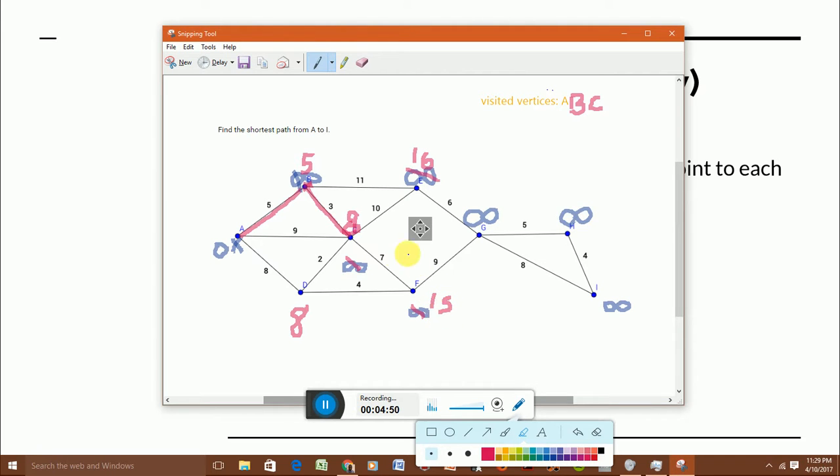So we visited C. We're going to visit D next, and the reason why we visit D next is because, again, it has the lowest vertex value of 8. So we visit D and we get there by way of A. All right, so we're going to draw a line here going to D, and then if we go from D to F, that gives us 12.